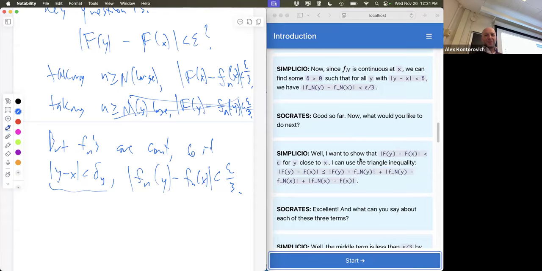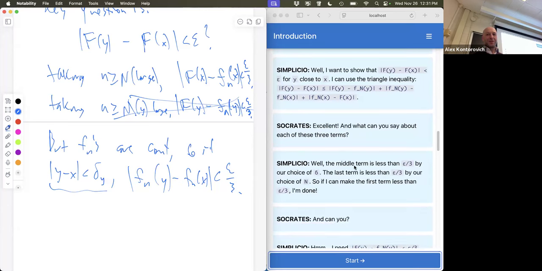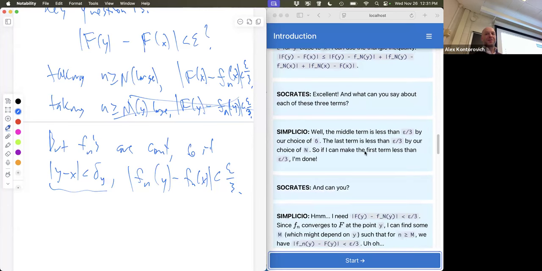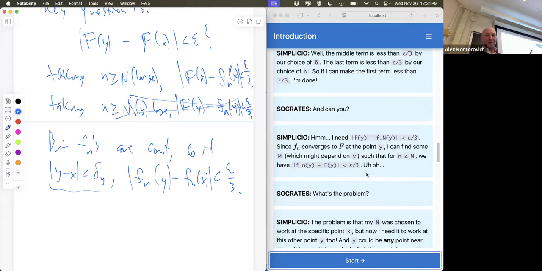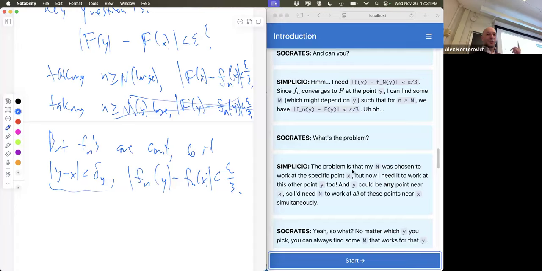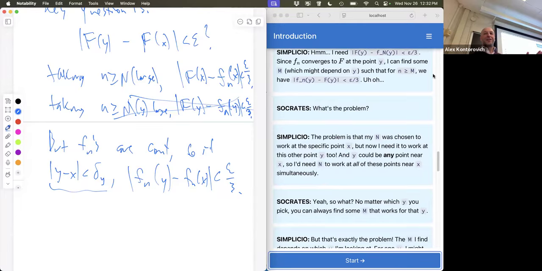Okay, go on. So then I want to show this, we use the triangle inequality. The second thing and the third thing are indeed small. How about that first thing? F at y minus Fn at y. What can you say about each of the three terms? Well, the middle term is less than epsilon over 3. The last term is less than epsilon over 3. I just need to make the first term less than epsilon over 3. Can you? Since Fn converges to f at y, there's some m which depends on y, so that as long as n is greater than m, this holds. But what's the problem? The problem is that n was chosen specific to x, but it needs to work at y. This is another way of saying it. The problem is really that this m depends on y.